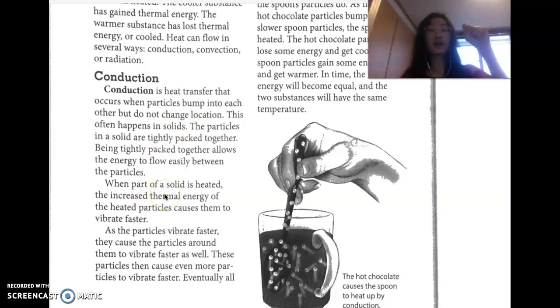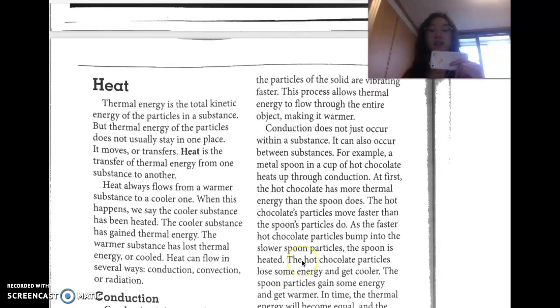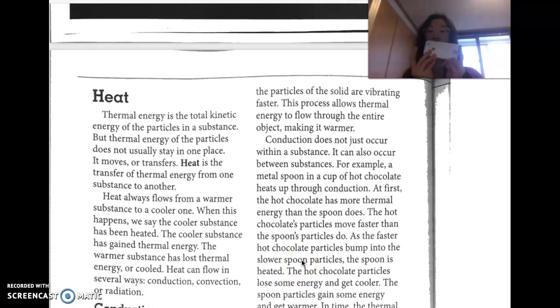And when one part of that solid, for example, this part right here, is heated, then the increased thermal energy of the heated particles would cause them to vibrate faster. And as the particles vibrate faster, they cause the particles around them to vibrate faster as well. And then these particles then cause even more particles to vibrate faster until eventually all of the particles of this phone or solid are vibrating faster. So it starts from one part where you put the heat, and then it starts to transfer. So this process allows thermal energy to flow through the entire object, making it warmer.